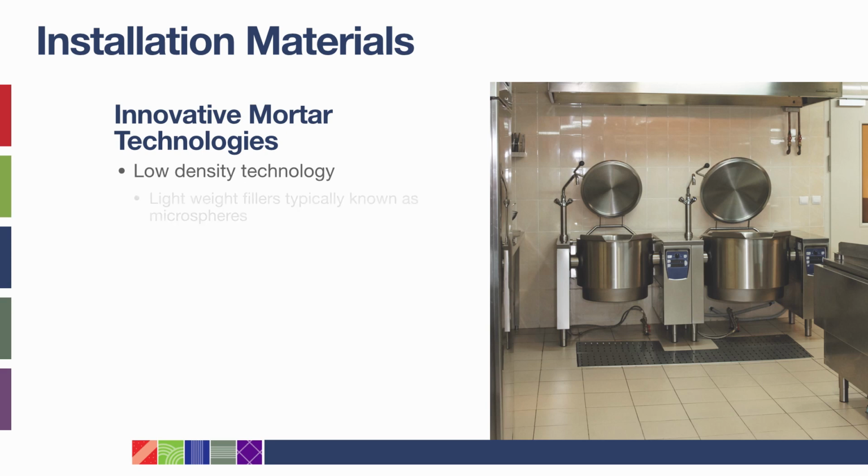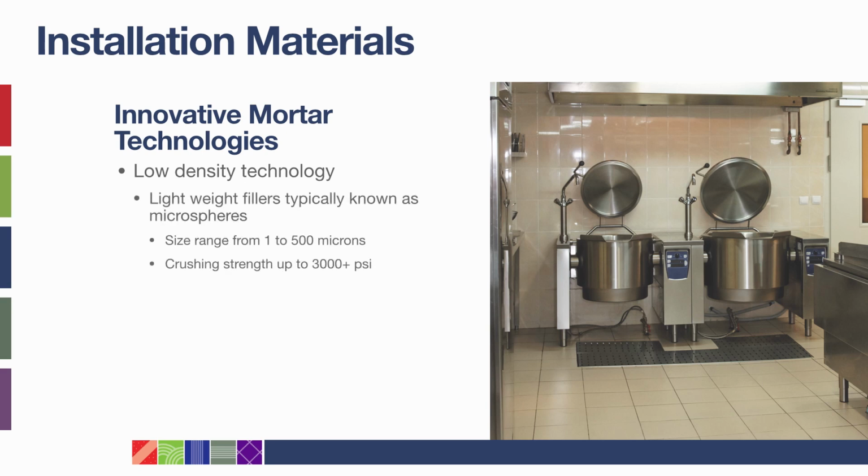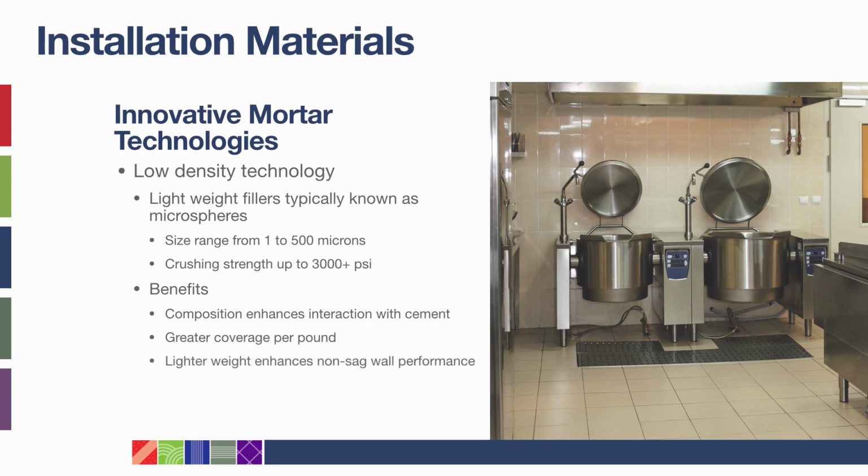The introduction of lightweight fillers, known as microspheres, has lowered the density of some mortars, while allowing them to maintain a compressive strength of up to 3,000 psi. This composition enhances interaction with cement and offers greater coverage per pound, while its lighter weight enhances non-sag wall performance. Moreover, the smooth, non-porous microspheres in mortar roll over each other when they are troweled, producing a ball bearing-like effect that improves their workability and reduces tile setter fatigue.